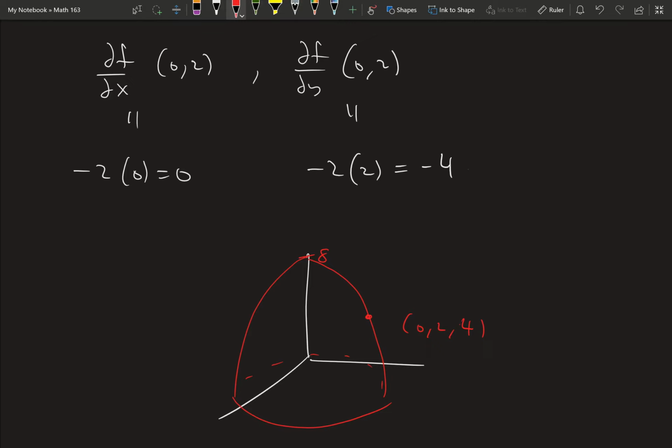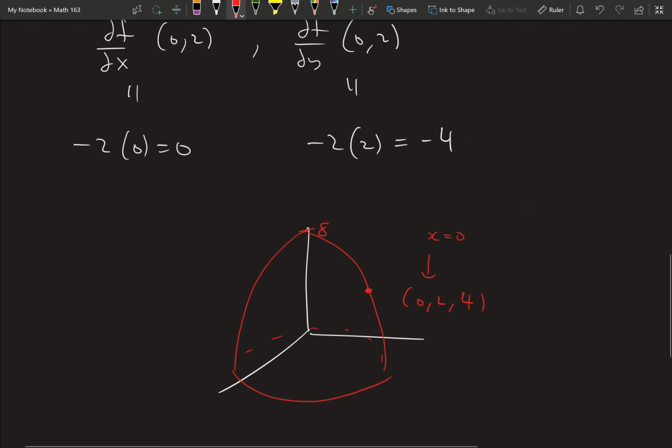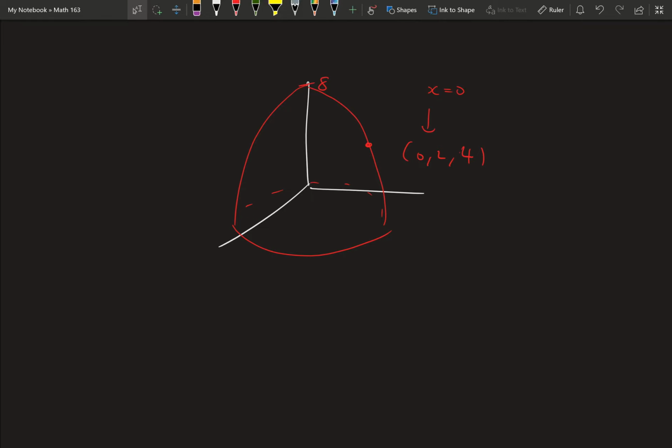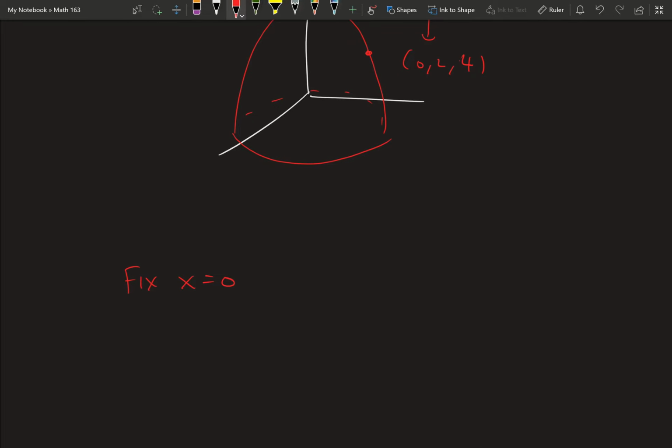Now, if you fix the x value at 0, so x here is fixed at 0. Let's say you fix x equals 0, and we look at the zy plane, so here's z, here's y. If you fix x equals 0, then you have this downward parabola.